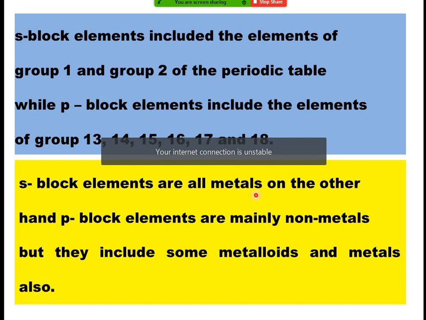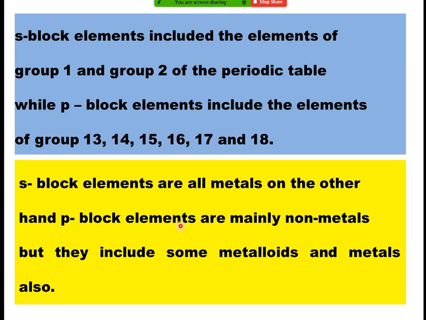The S block elements are all metals, while P block elements are mainly non-metals, but they include some metalloids and metals also. So simply we can say that the S block elements contain only metals, and the P block elements contain all types of elements. They contain mostly non-metals and metalloids, and there are some metals. These metals are lying below the P block elements.